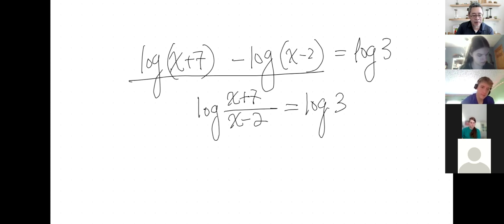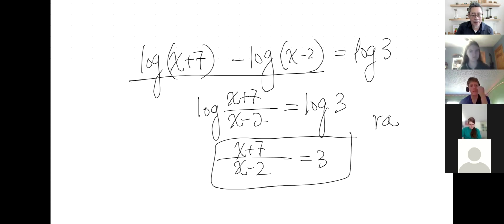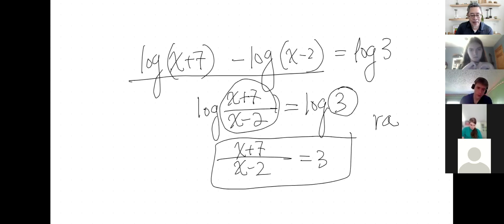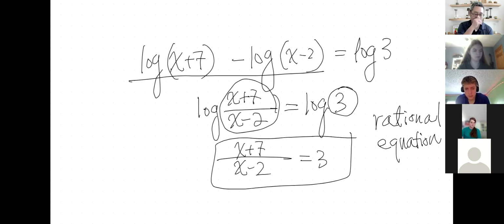And then therefore, what we got here is (x plus 7) over (x minus 2) equals 3, right? Wait, how does that work? Well, this side has to equal to that, right? Oh, yeah, that makes sense. All right. So now we have a rational equation. Then from the rational equation, we change that to a linear equation. Okay, I'm following. Good job.